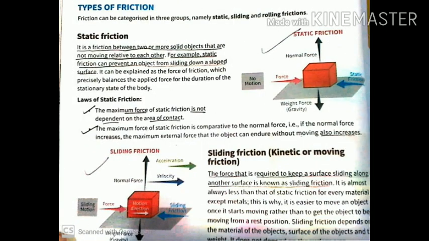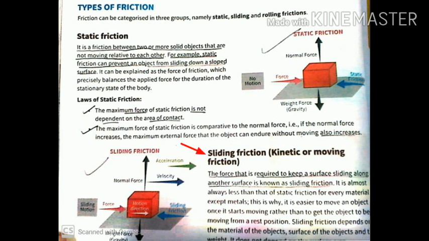Now the next topic is the laws of static friction. There are two laws. First, the maximum force of static friction does not depend on the area of contact. And the second law is that the maximum force of static friction is proportional to the normal force. That means if the normal force increases, the maximum external force that the object can resist also increases.